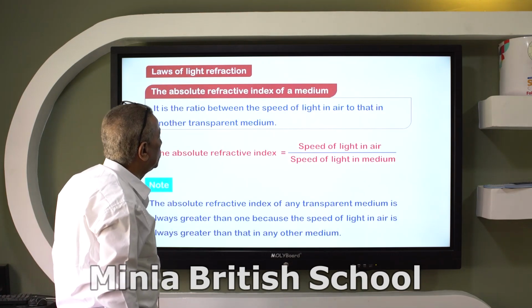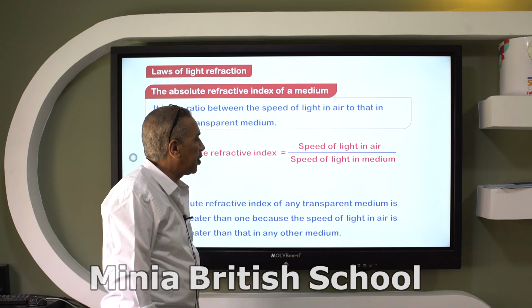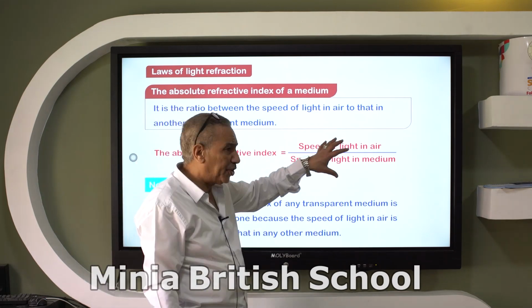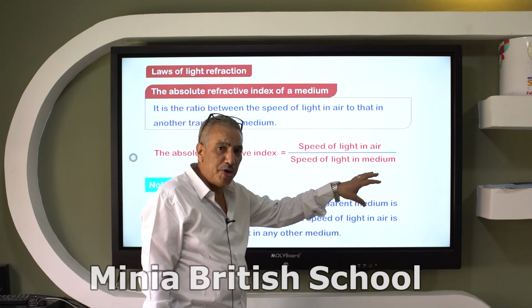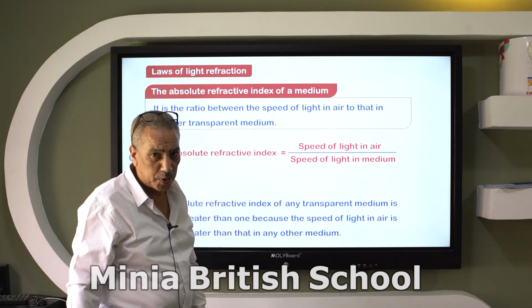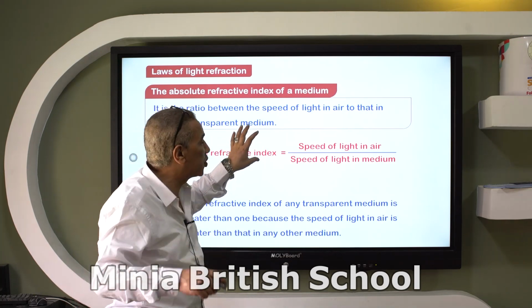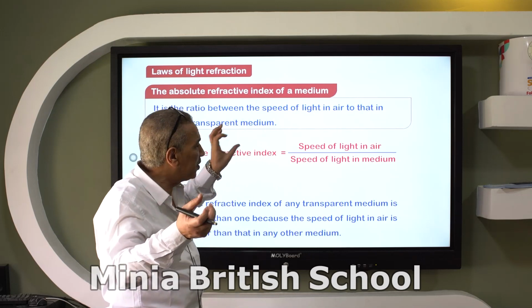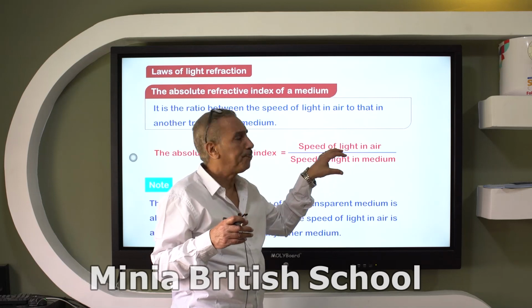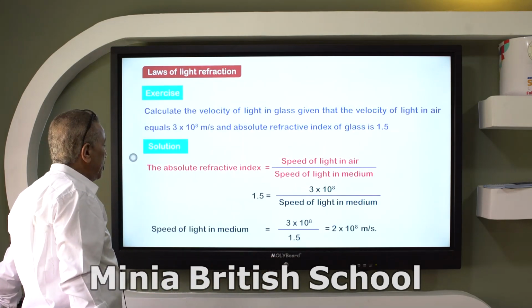If you want to get the absolute refractive index of the medium, it equals the speed of the light in air over the speed of the light in the medium. Speed of light in air over speed of light in the medium will give you the value which is called the absolute refractive index. The value of the absolute refractive index is always greater than 1. Greater than 1 means what? It means the speed of light in the air is greater than the speed of light in any other transparent medium.